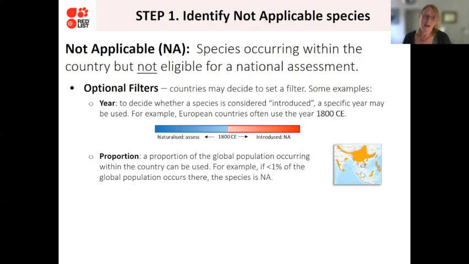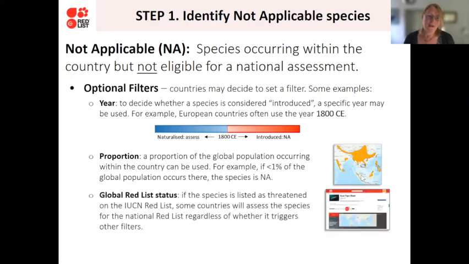The proportion, you may decide that for your national red list, you are not going to include anything that has only less than 1% of the global population occurring in your country, or you might decide to assess absolutely everything. Here in the UK, we tend to assess everything. Other countries, they set a proportion, it might be 1%, it might be 3%. It's entirely up to that country.